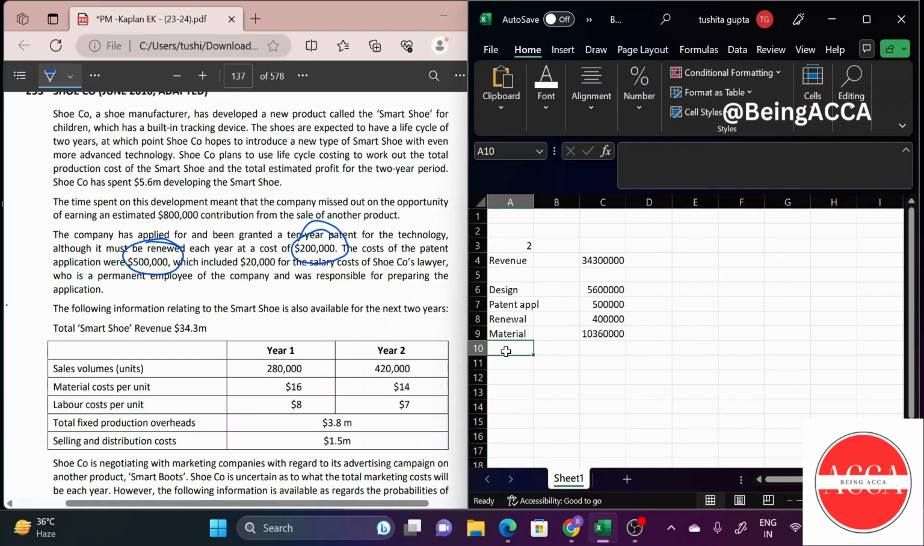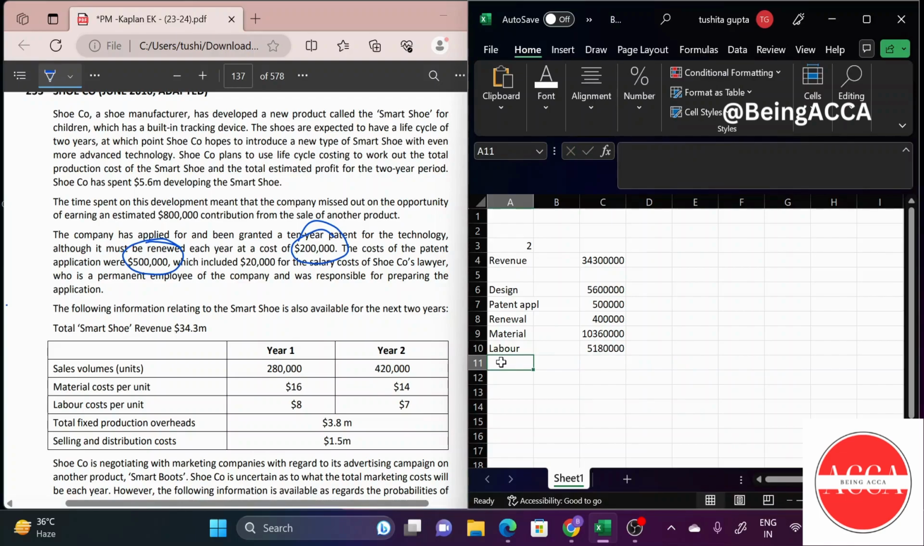Then I will subtract my labor cost. So labor cost is also given to me as 8 for the first year, multiplying this by 280,000, which is the number of units for the first year. Then for the second year, labor cost is $7 and the number of units is 420,000. Again, I will have my labor costs total for the 2 years, right?